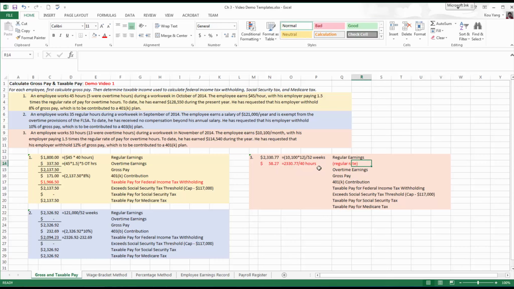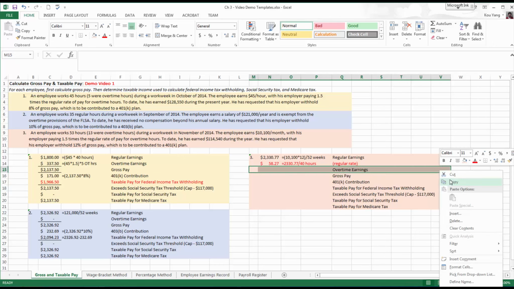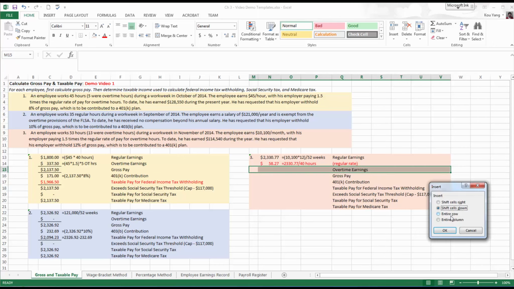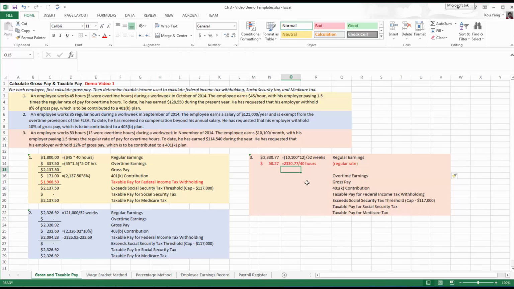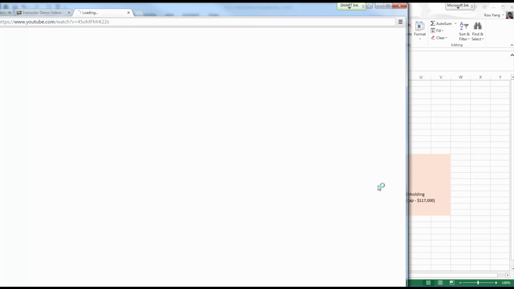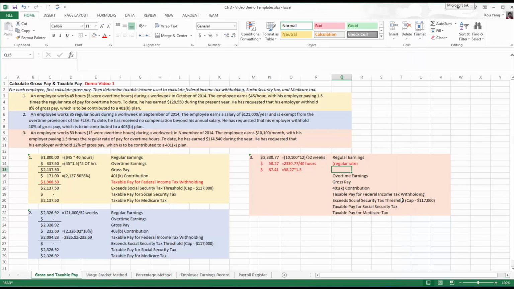If we take that regular rate of $58.27 times the 1.5 overtime provisions, we should get $87.41 for his overtime rate.